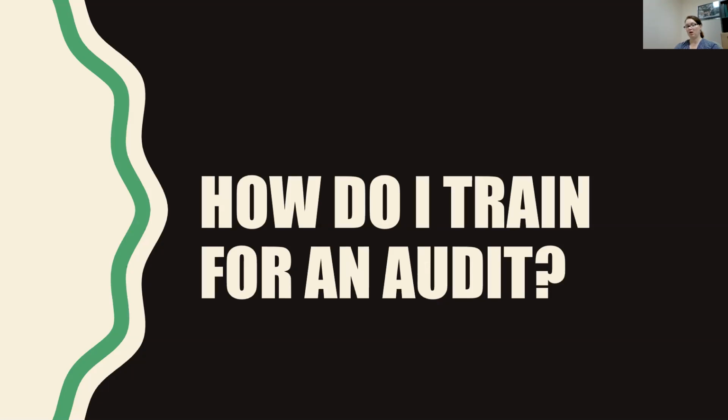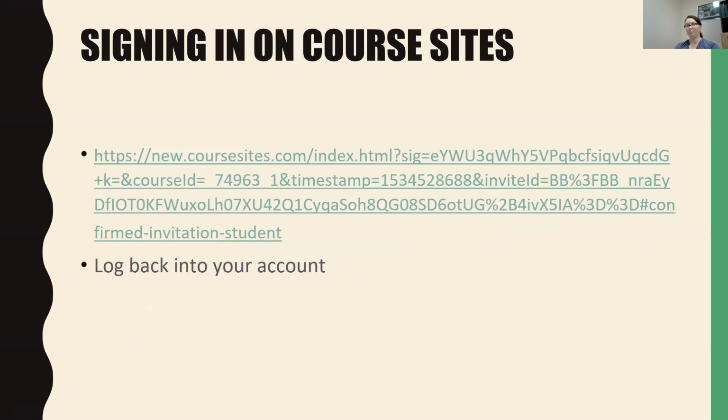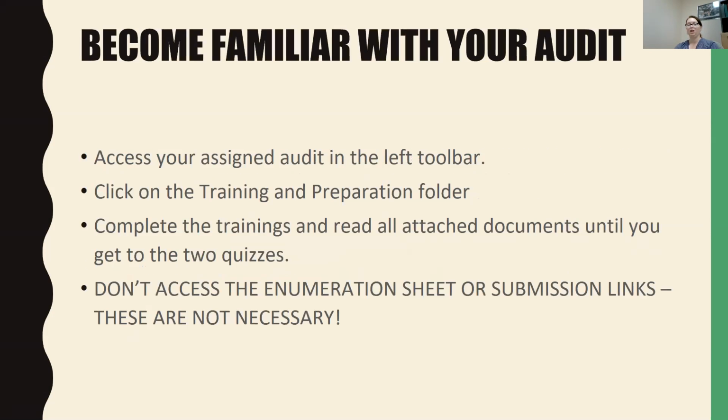So how do you train for an audit? Basically, once again, Blackboard, you're going to do the HCEA overview training first. You're going to log back into your account, and you're going to use the left toolbar to click the audit that you want to train in. You're going to click on the training and preparation folder and complete the trainings, which are normally through Versal, so it'll take you back to that Versal portal. And read the documents that are attached there.